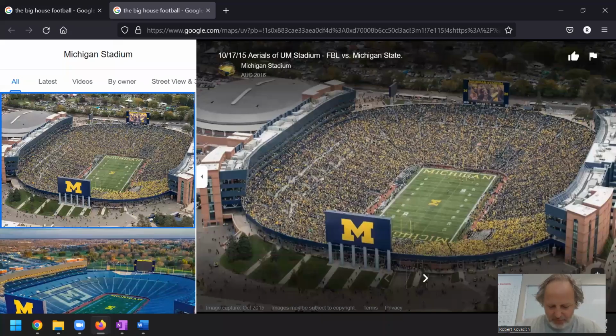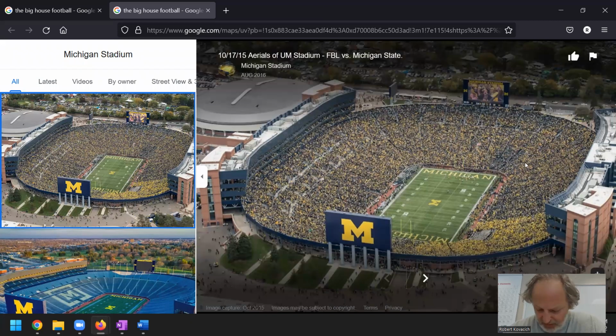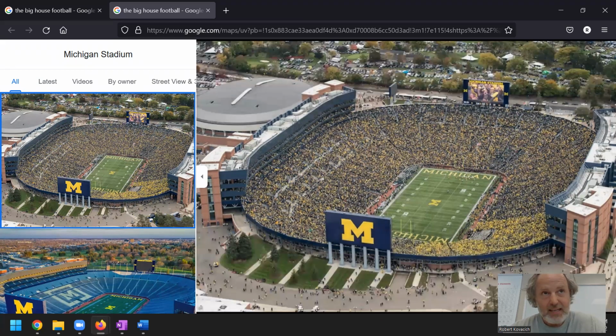This is the University of Michigan football stadium. It's the largest stadium in the United States. It's called the Big House, and you can fit 111,000 people in here. Think about that for a second. 111,000. Those are just people in the stands. That's larger than the population of Beaverton or Eugene.